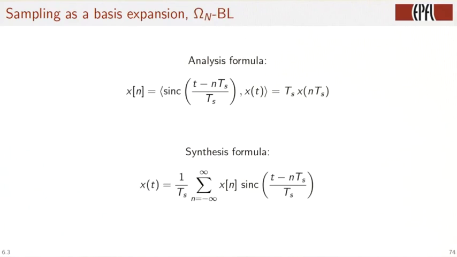Not all band-limited functions are precisely band-limited to minus pi to pi. So what happens to Omega_N band-limited functions? Well, we will need to rescale the sinc function by Ts. Ts is equal to pi over capital Omega_N. And with this rescaled sinc, we have an orthonormal basis for the set of Omega_N band-limited functions. The formulas are given here both for analysis, how to sample, the inner product between sinc and the function, and the synthesis formula, the linear combination of x[n] times the rescaled sinc function.